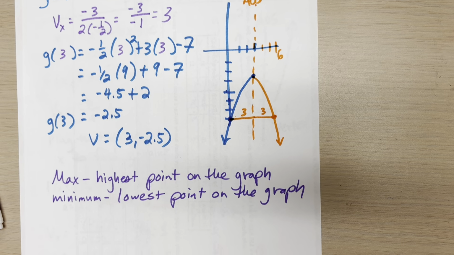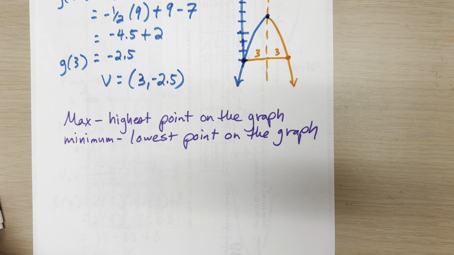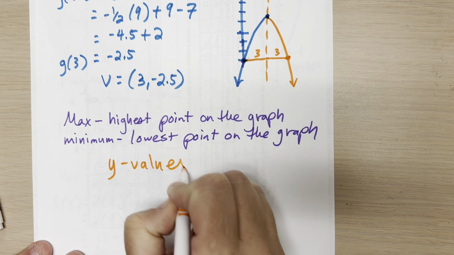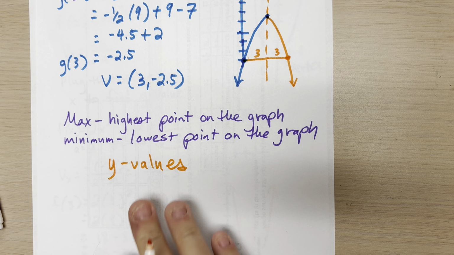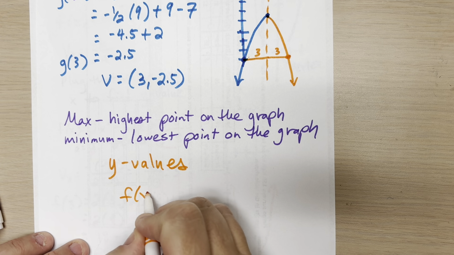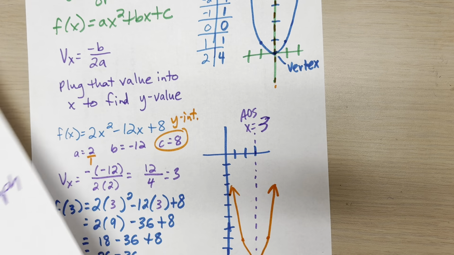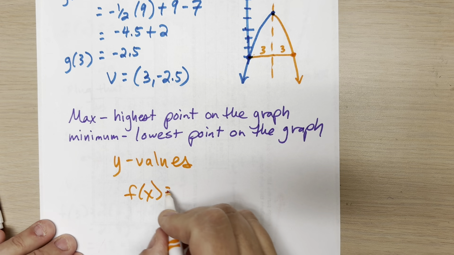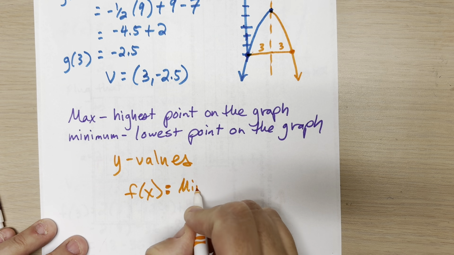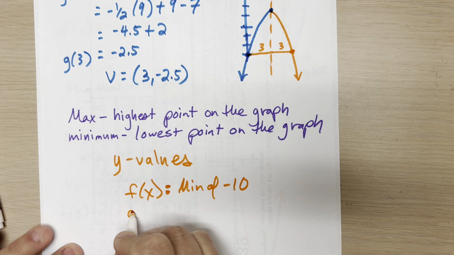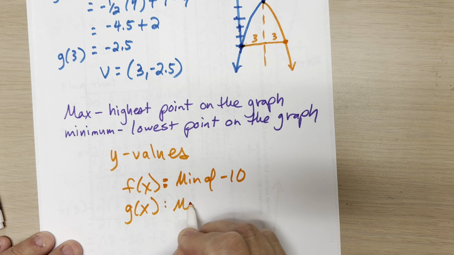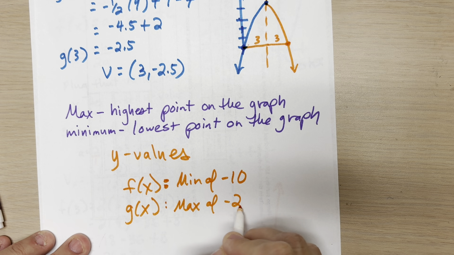In regard to max and min, those are the highest or lowest points respectively on the graph. They are written in terms of y values, so we need to keep that in mind. So if I'm looking at the f of x, the first graph that we did, let's go back to it. That's a minimum value of negative 10. Min of negative 10. For g of x, the graph that we just did up here, we have a max value of negative 2.5.